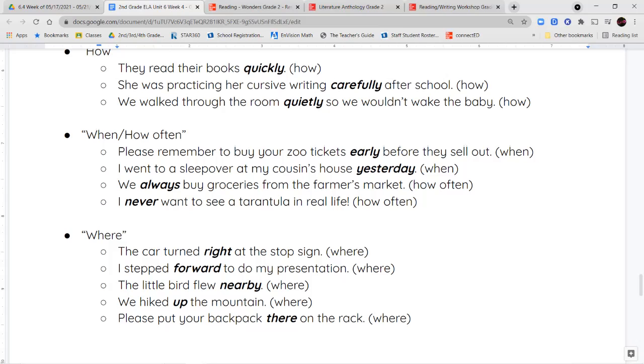So all of these words that are bolded and italicized like this that you're seeing are words that are telling you when something happens or how often it happens. You know, does it always happen? It never happens. It sometimes happens. It was early or late, yesterday or today or tomorrow, before or after. These are all words that tell you when or how often something happens.